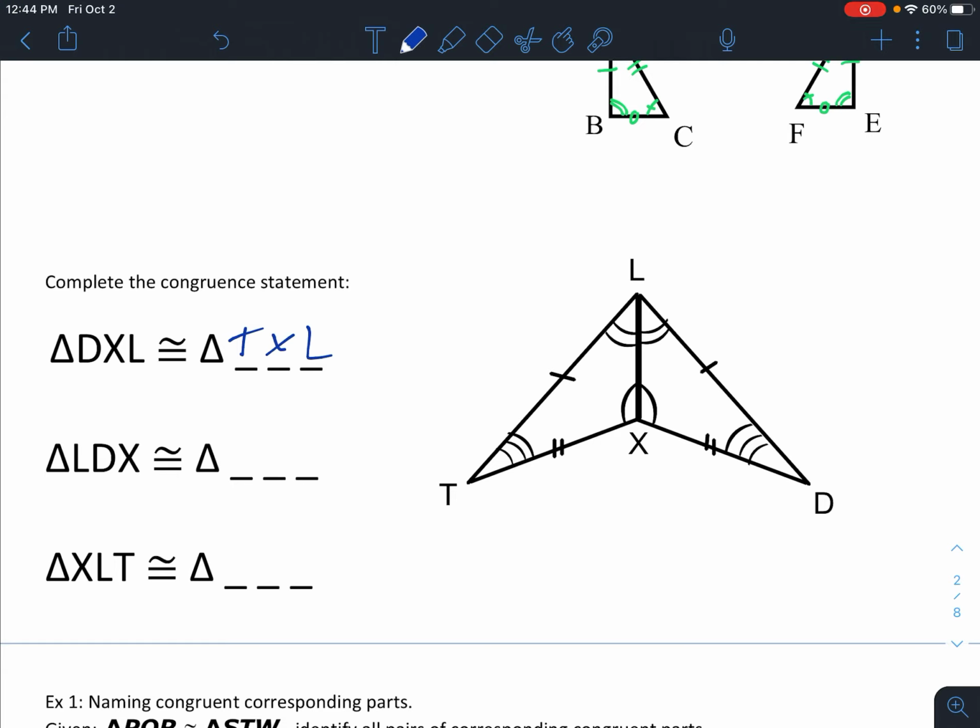Or we can write LDX. LDX would be congruent to LTX. They mean exactly the same thing. And XLT would be congruent to XLD. So all of these statements mean exactly the same thing. They're just telling you that those two triangles are congruent.